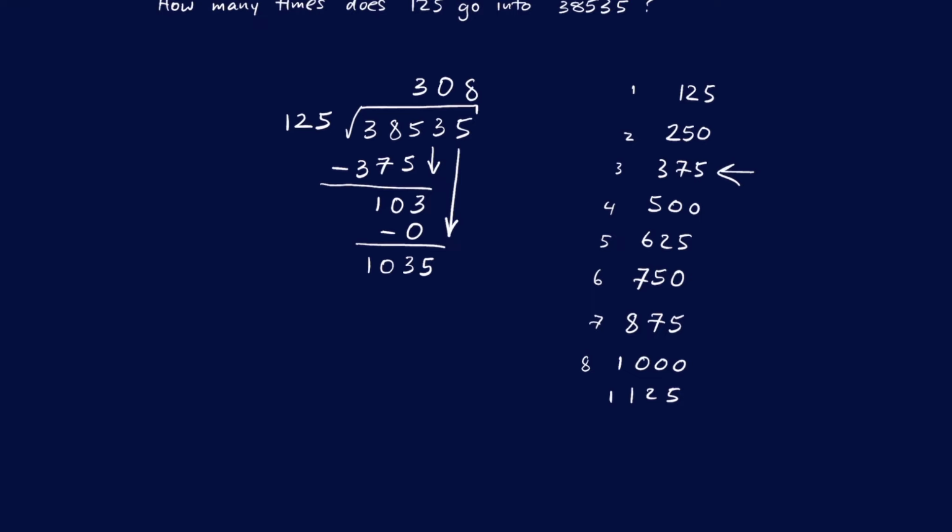So we can write that above, and then multiply 125 by 8, which is 1,000, and then we can subtract these two numbers. And since we subtracted, we can bring down the next digit of the numerator, but there is none. So that means that this is our final answer. So the answer to 38,535 divided by 125 is equal to 308 with a remainder of 35.